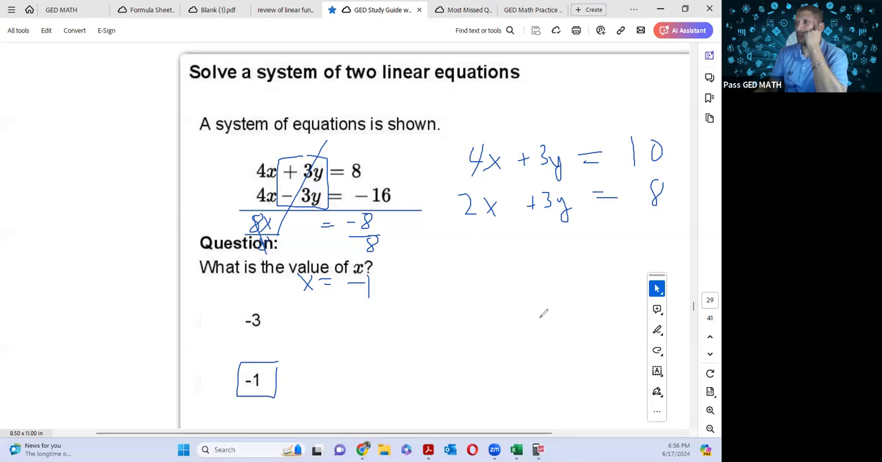They'll give you something like this. So here, they're opposites. Nothing for you to do. You just combine the equations. Here, they're the same exact thing. So you have to multiply one of these by a negative.